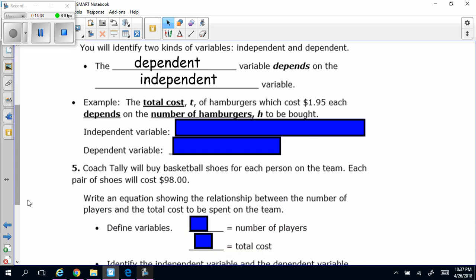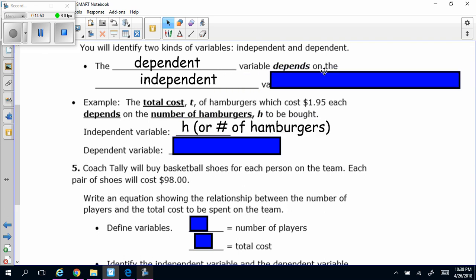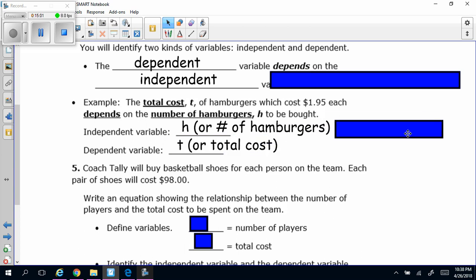Now, for example, I have the total cost T of hamburgers, which cost $1.95 each. It depends on the number of hamburgers to be bought. So in this case, our independent variable would be H, or the number of hamburgers. Now, our dependent variable, what depends on the number of hamburgers that need to be bought, is the total cost.